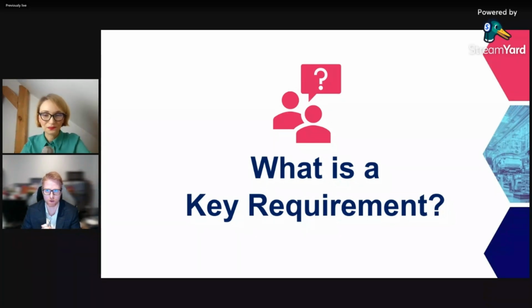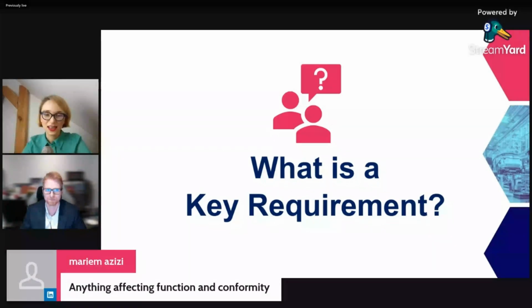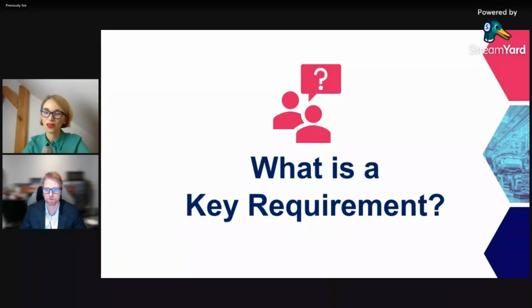So this is over to the chat. Again, we'd like to see what your perception of a key requirement is. As Agatha says, it's not just particularly automotive, it could be in general engineering, or it could be in quality assurance. It would be interesting to see what your understanding or your knowledge of a key requirement is. We are also quite curious about your experiences, and we would like to also learn from you something which maybe we overlooked with our experiences. Oh, we also have some nice answers here. Anything affecting function and conformity. Could be. What else?